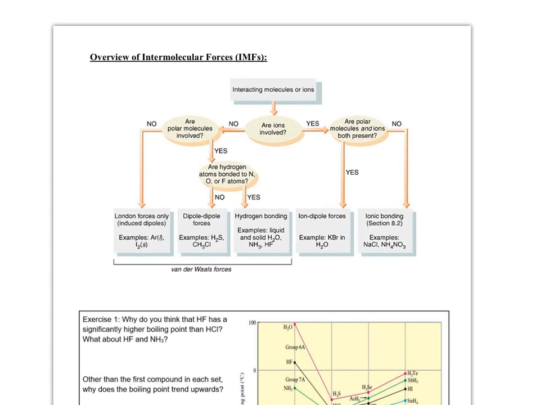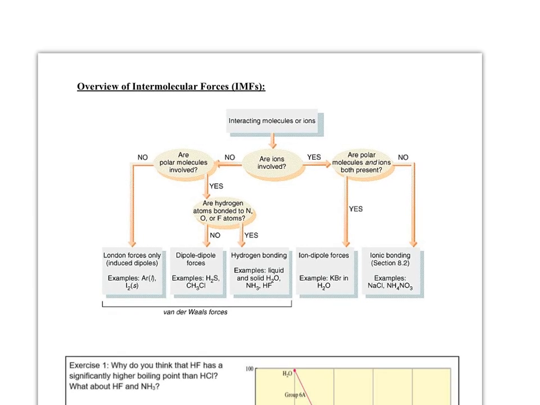All right, so here's a brief overview of the intermolecular forces, so that you can see it in a table format. Hopefully this will help you visualize it a little better. So first thing you want to think about is it's like a flow chart. What are the interacting molecules or ions? So first, are ions involved? If there are ions, then you say yes, and are polar molecules and ions both present? If they're both present, then you have ion-dipole forces, like KBr in water. If it's a no, this would usually be a dissolving, solubility kind of scenario.